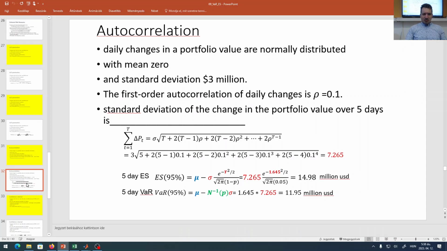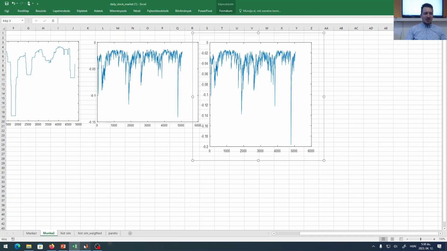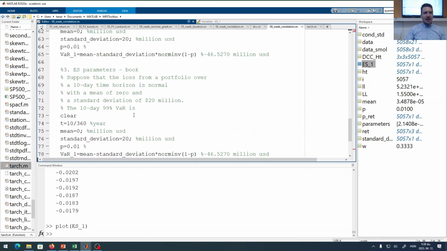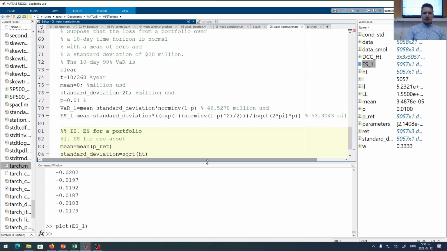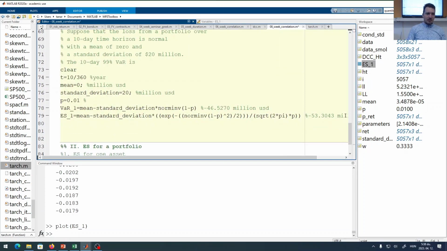Yeah, okay, sometimes we have to watch problems like this one. So let's go back and autocorrelation.